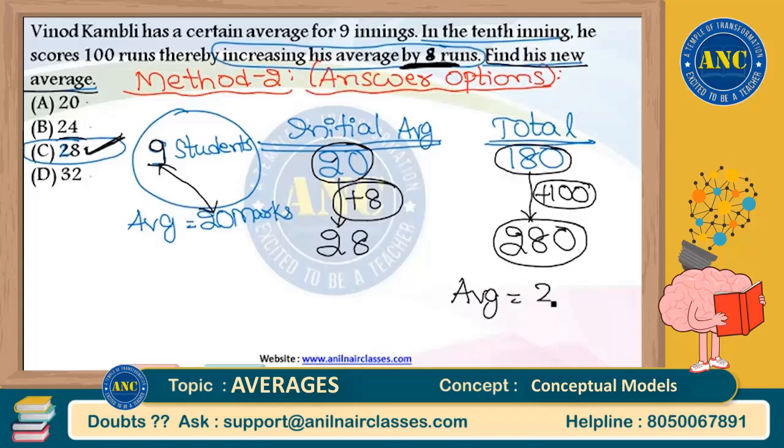Average is nothing but total, 280, divided by number of matches, 10. 280 by 10 is 28. From 20 to 28, it is increasing by 8, and that is what is given in the question. Because my statement is becoming true, my assumption is also true.